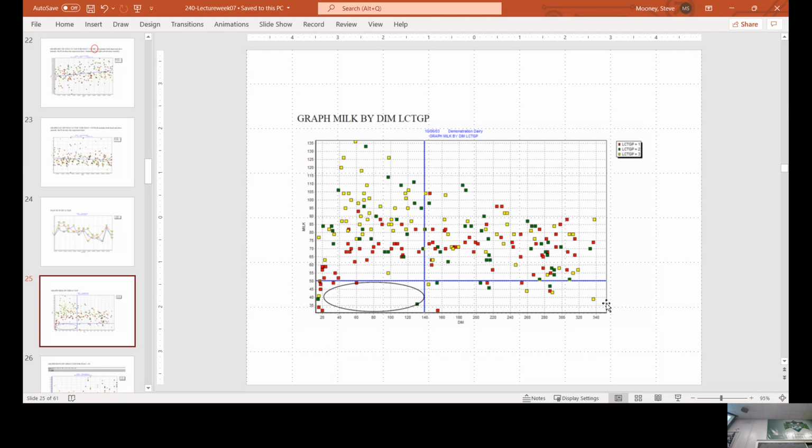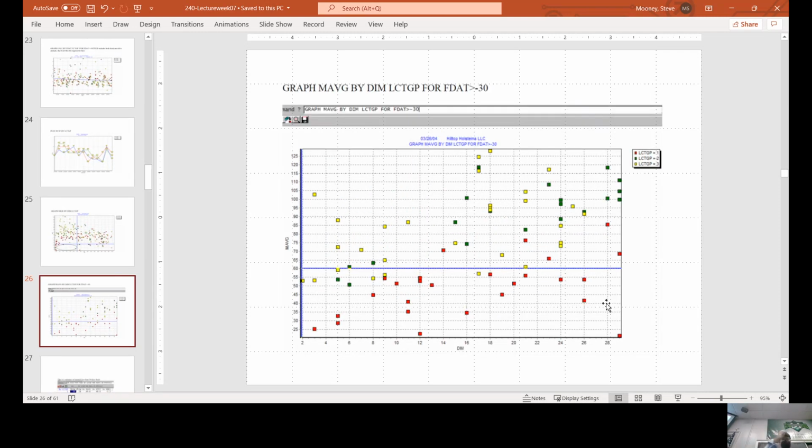So animals that have had a problem, usually because we haven't managed them the way we should in the transition period. So early in lactation, not producing the way we'd like them to. The graph, M average by days in milk for the last 30 days. So animals that have freshened in the last 30 days, so days in milk up to 30.